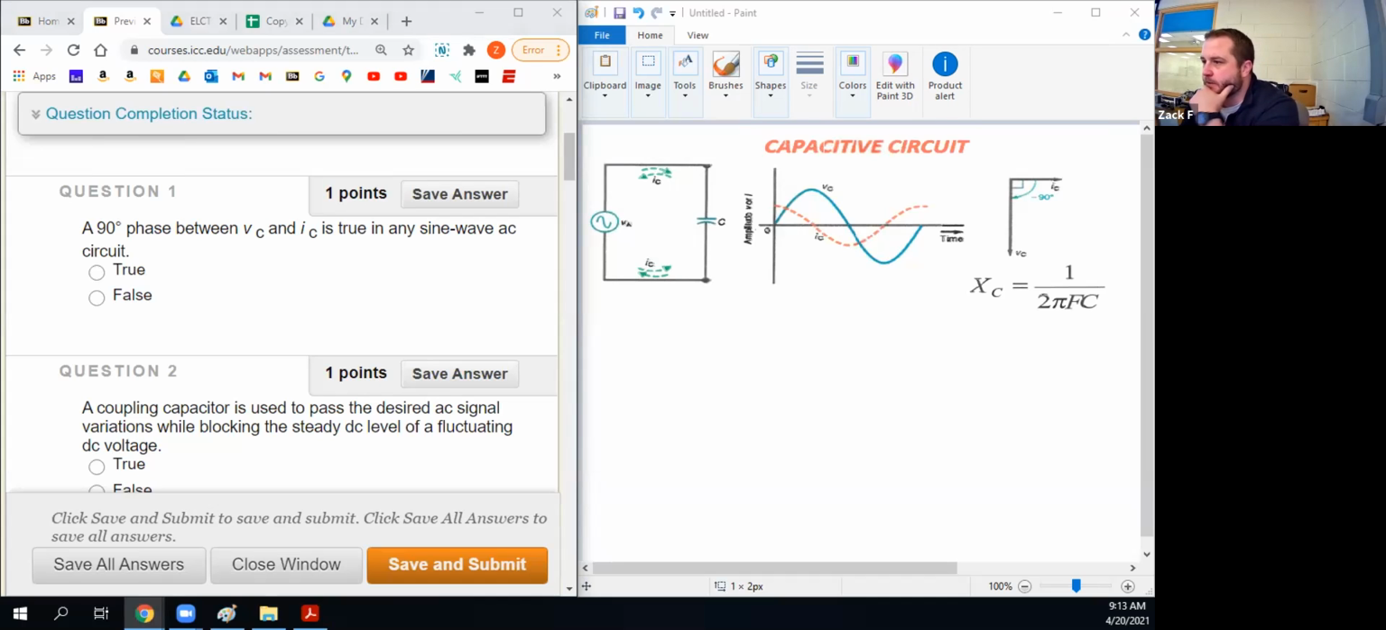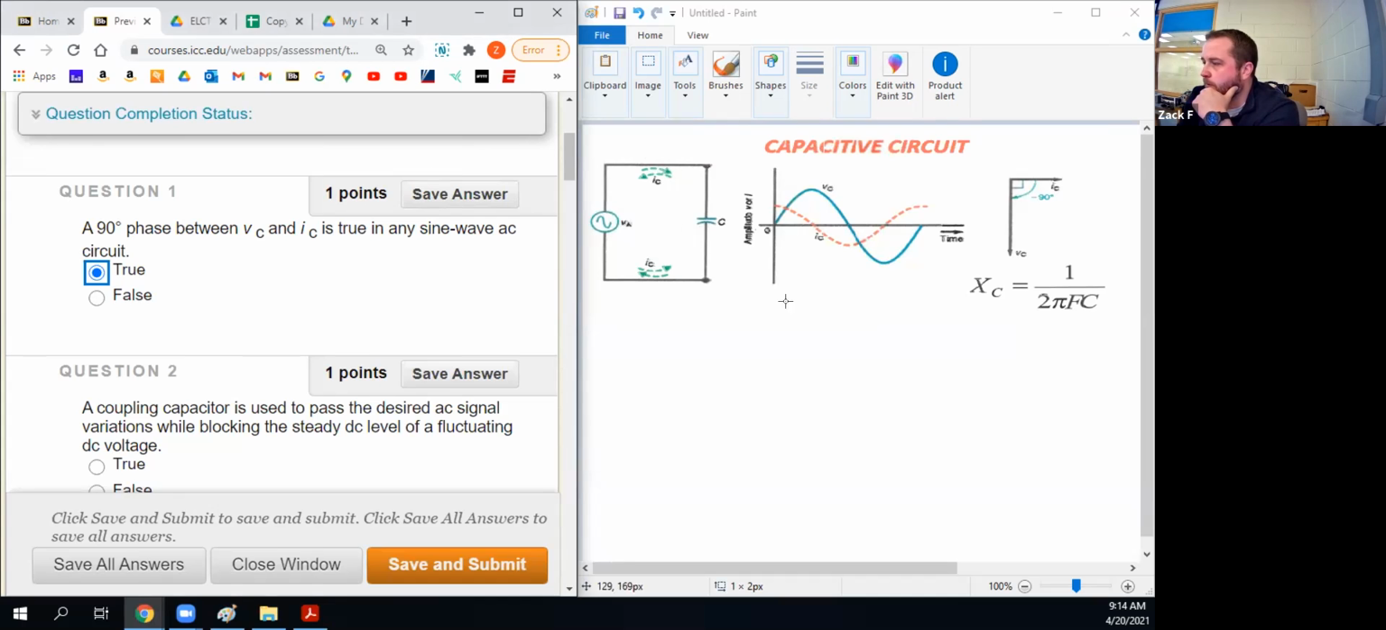All right, true or false? A 90-degree phase shift between capacitive voltage and capacitive current is true in any sine wave circuit. True.